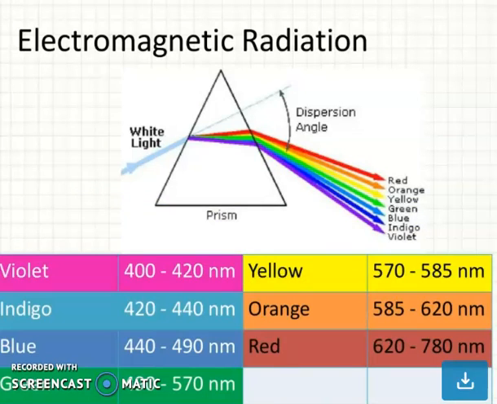You can see here that when white light strikes a prism, it gives red, orange, yellow, green, blue, indigo, violet, and you can also see the dispersion angle, and that angle is important here. You also know the violet, indigo, blue, green, and their ranges in wavelength, and the unit is nanometer.